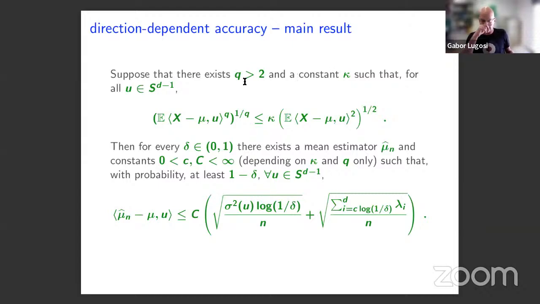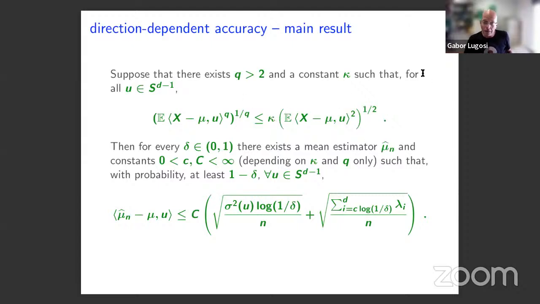Okay. So what is the assumption that we need? Well, we need some kind of a moment that is slightly larger than second moment. In fact, any 2 plus epsilon moment would suffice. But what we need is that in each direction, this qth moment is equivalent to the second moment in that direction. So the qth moment of the distribution in any fixed direction is bounded by a constant times the second moment in that direction. And this constant should not depend on the distribution. It should not depend on the dimension. This should be a numerical constant.